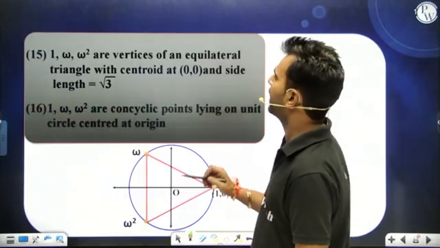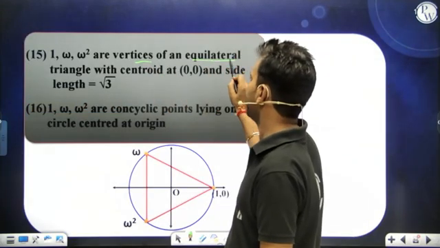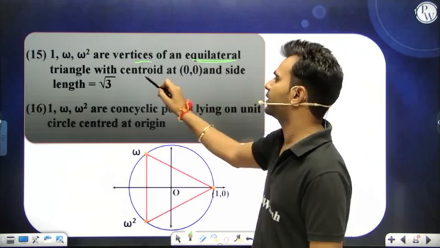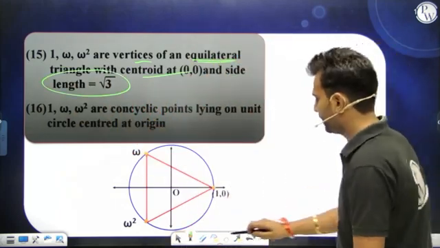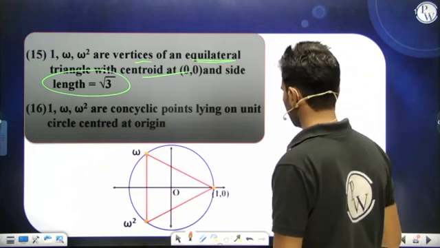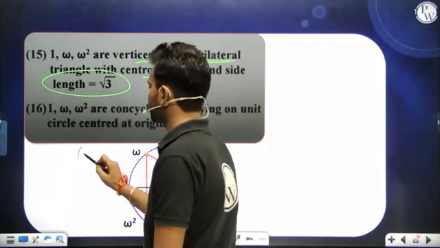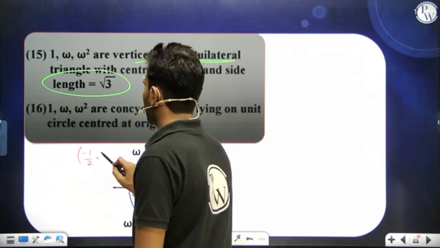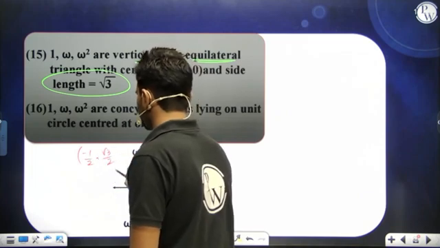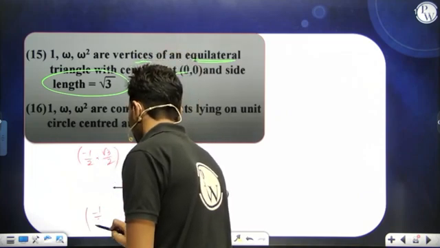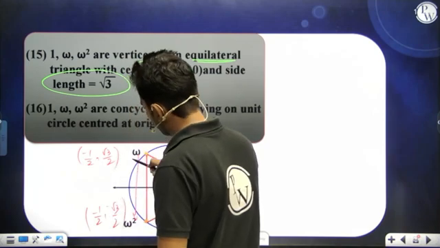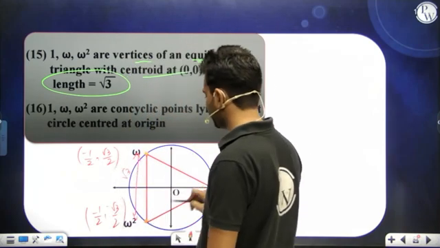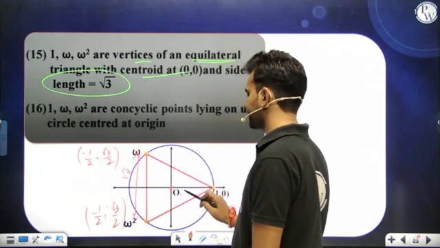1, omega and omega square form an equilateral triangle with centroid at the origin and the length of the side being root 3. Let me tell you this. This is 1, 0. This is minus 1 by 2, comma root 3 by 2. This is minus 1 by 2, comma minus root 3 by 2. You can evaluate the side length. The side length is going to be root 3 only, right? The centroid of this equilateral triangle is 0, 0.